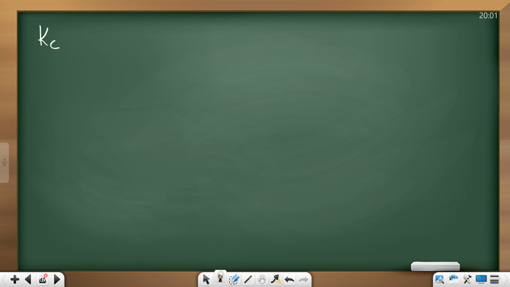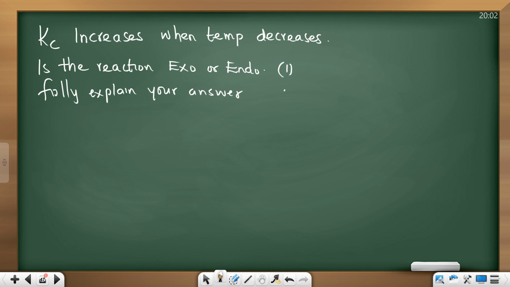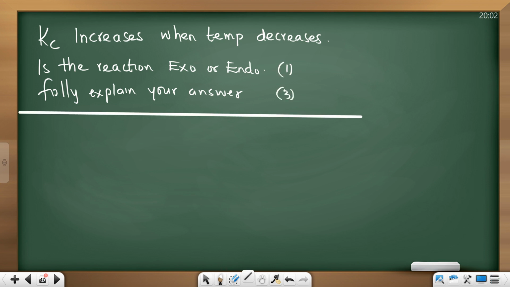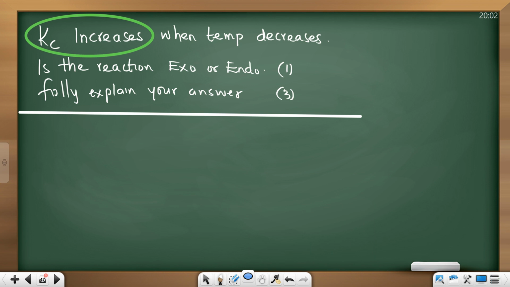Please. KC value, I'm finishing now, guys. KC value increases. Okay, guys, we're making noise. When temperature decreases, is the reaction exothermic or endothermic? Answer fully. One mark there, three marks. How do you respond to this quickly? Deal with these two changes. What is the first change? KC value is increasing. What is the second change? Temperature decrease. You deal with those two.